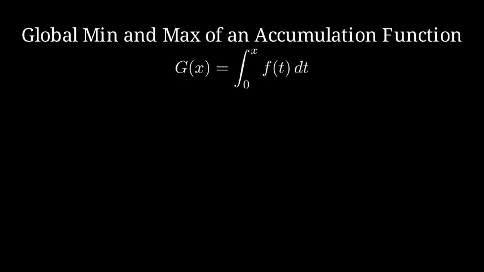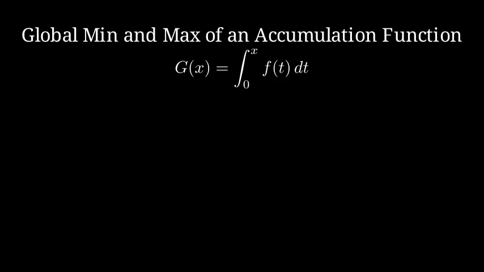All right, let's find the global minimum and maximum of an accumulation function. We will use a rate function named f of t and an accumulation function named g of x. Here is the definition. G of x equals the integral from 0 to x of f of t dt.